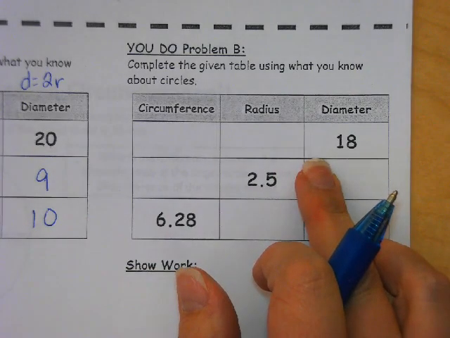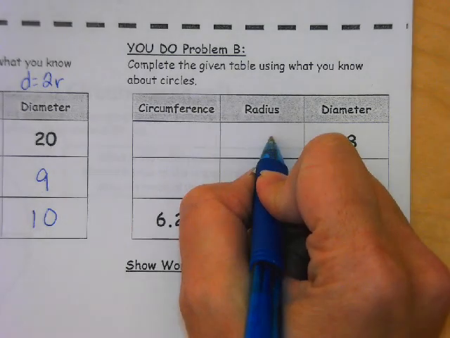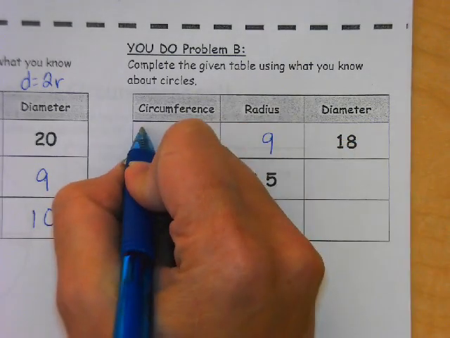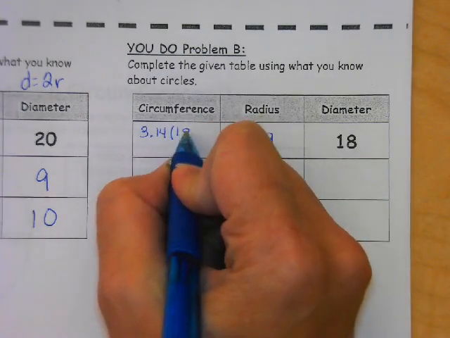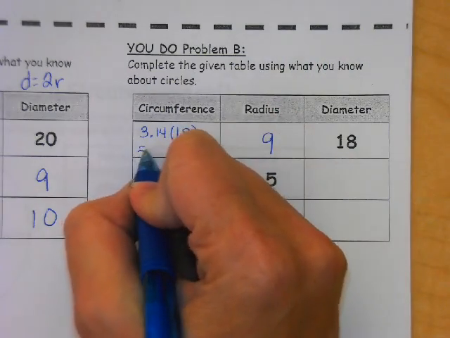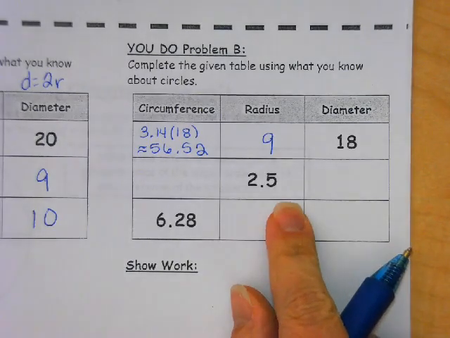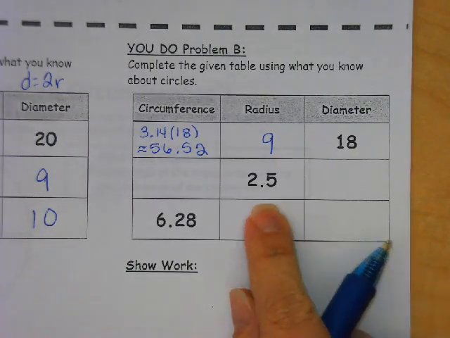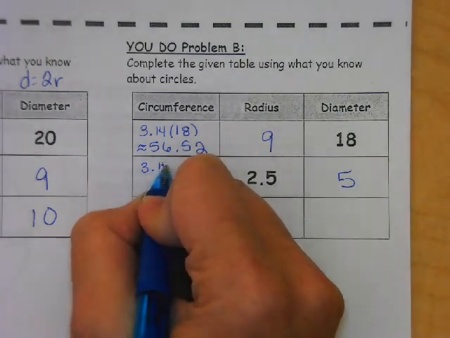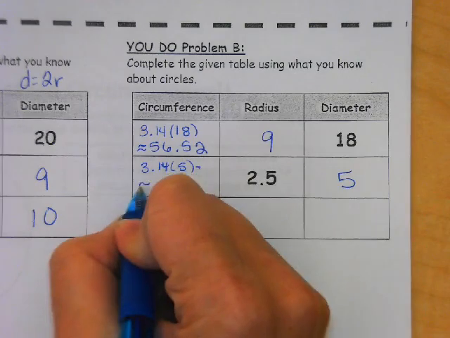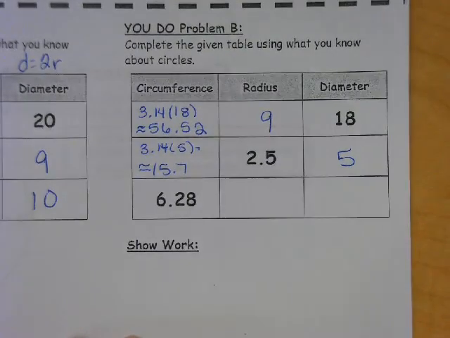The radius was 9. So then you said for the circumference 3.14 times what? Which we already did. Approximately 56.52. All right, someone tell me about this row. The diameter is 5, so the circumference is pi times 5, approximately 15.7. And then you had to do a little bit of working backwards on this one.